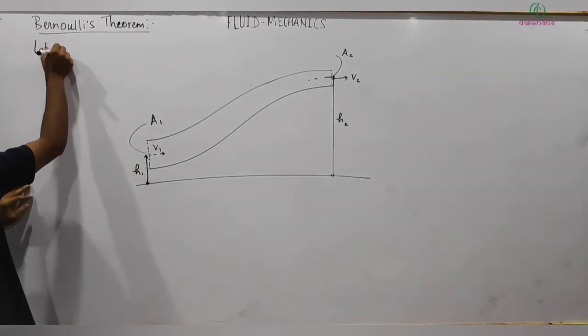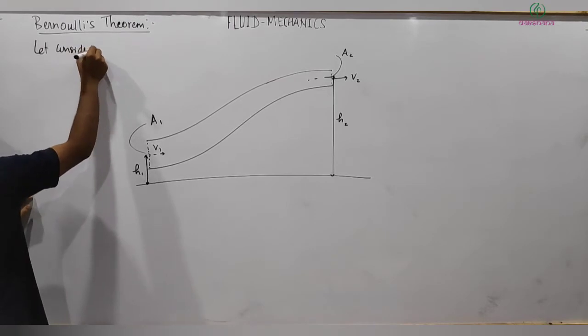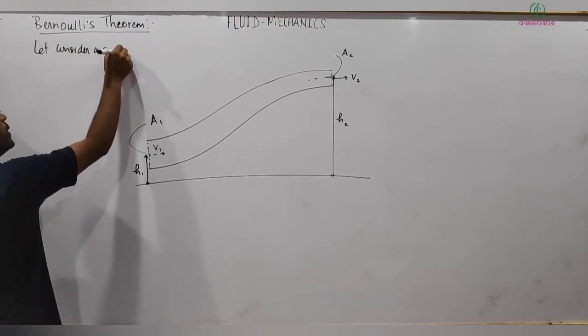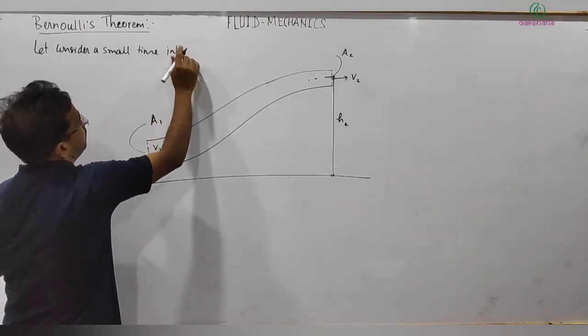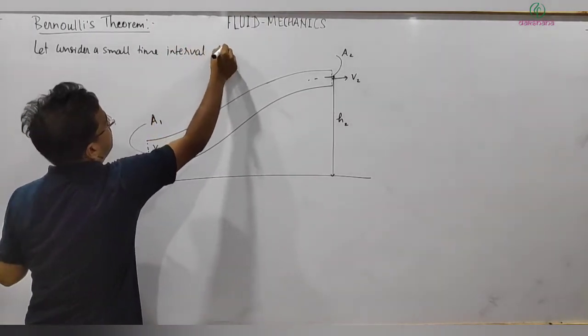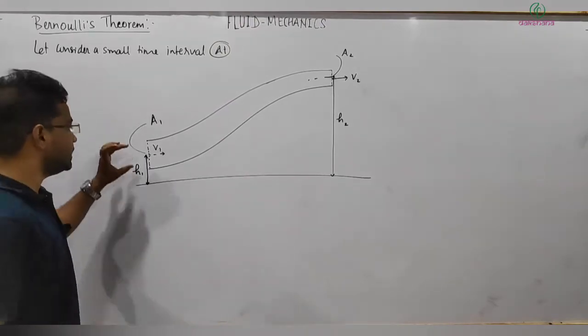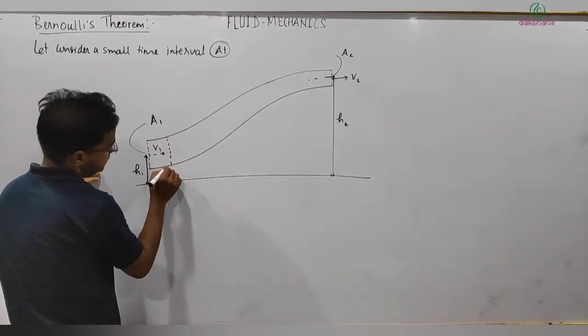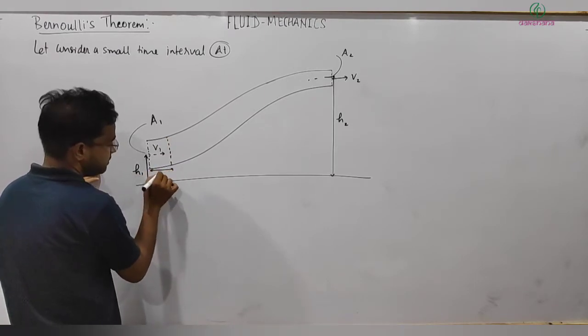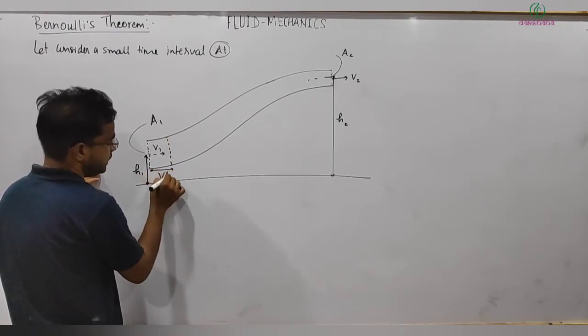Let's consider a small time interval delta t. Then what will happen? The fluid is entering here in delta t time interval. It will be traveling this much distance. This distance can be written as v into delta t.